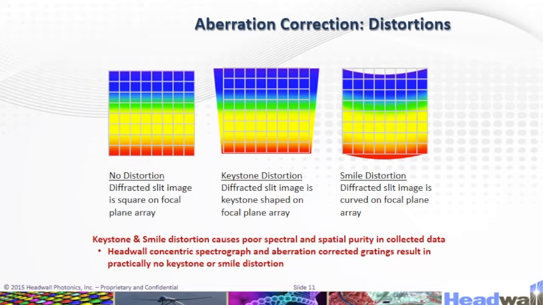Keystone stretches one end of the spectral data, mixing data from one spatial channel into the next. This is hard to correct for, and you don't want to have to do it in software. Smile distortion changes the wavelength registration between the ends and the center of the slit. Smile is easy to calibrate out, but if you don't have to, your data is much more reliable. Headwall's concentric spectrograph and aberration corrected gratings result in practically no keystone or smile distortion.